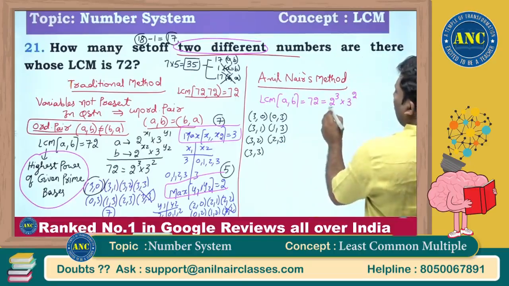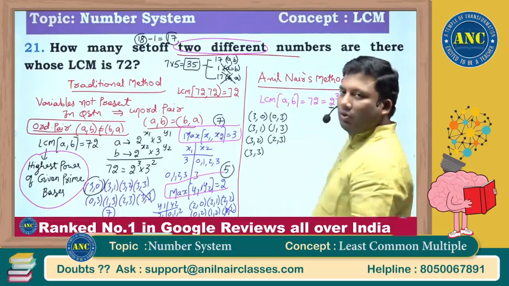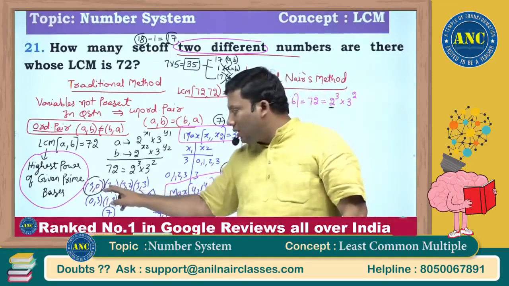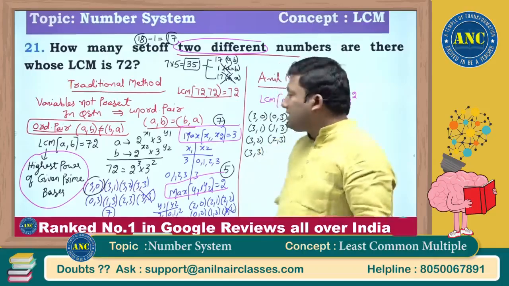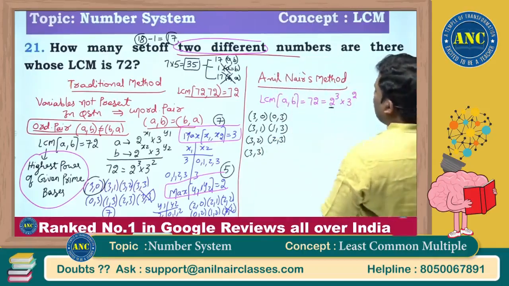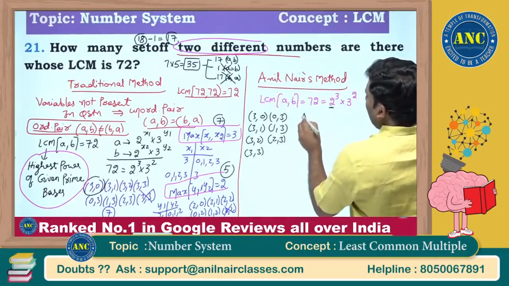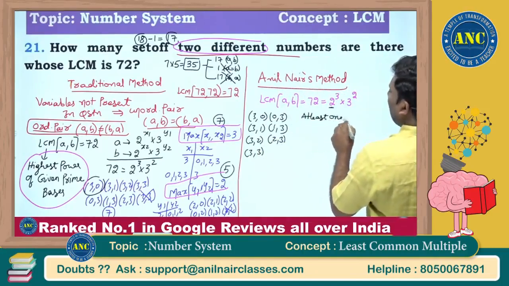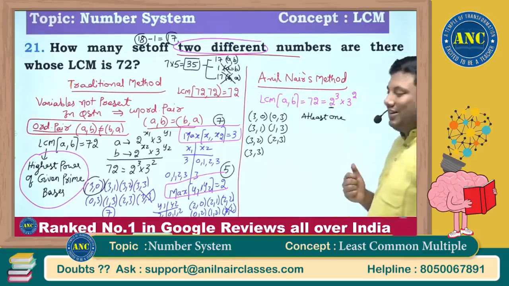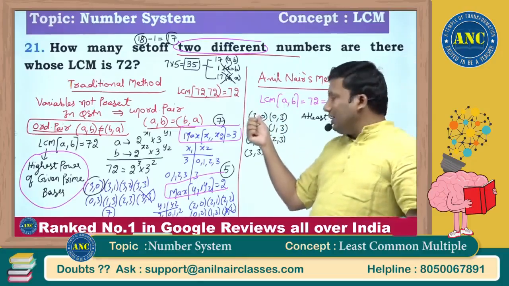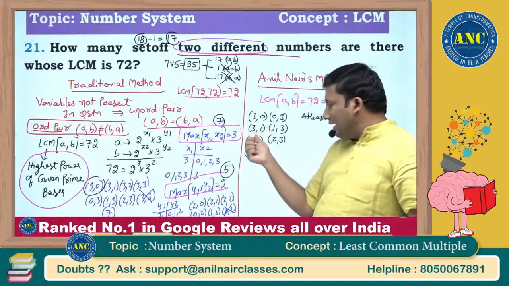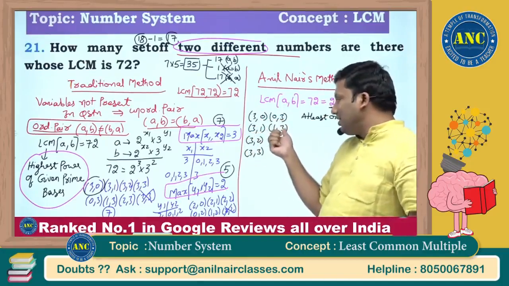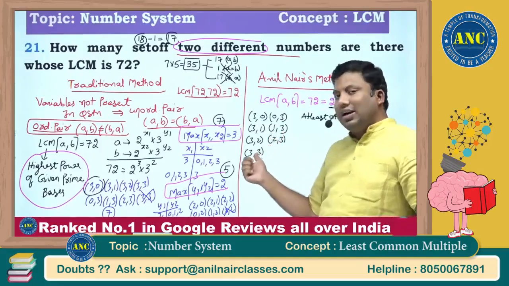That means we distribute these powers of 2. Totally how many cases did I get? 1, 2, 3, 4, 5, 6, 7. 7 cases. Can I say at least one? At least one means in the pair, at least one of them contains 3. 3, 0 contains 3. 3, 1 contains 3. 3, 2 contains 3. 0, 3 contains 3.